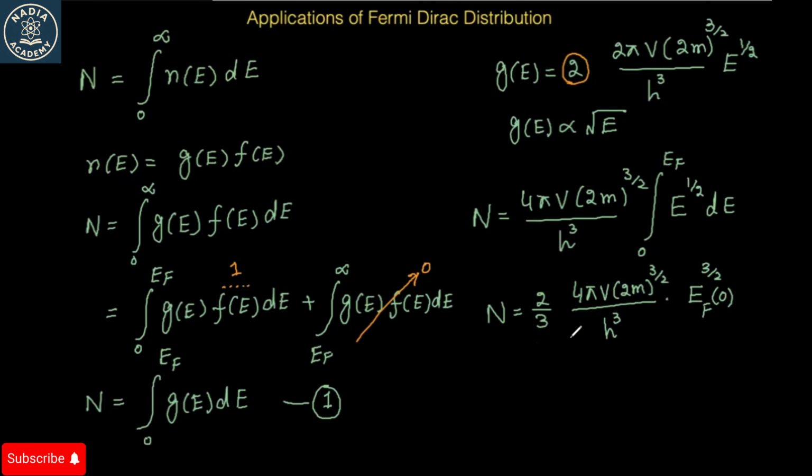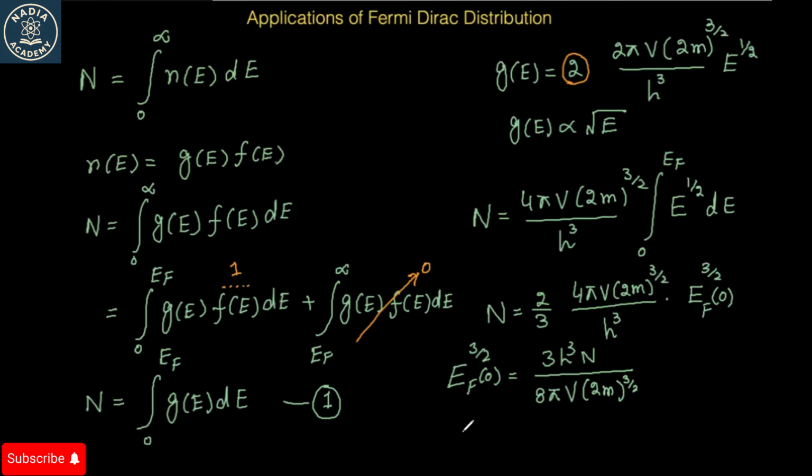From this formula, we can find the relation for the Fermi energy at absolute zero temperature. That will be as follows: E power 3 over 2, the Fermi energy at zero temperature, will be equal to 3 times h cube N, divided by 8 pi volume times 2m power 3 over 2. Then this is our formula for the Fermi energy.